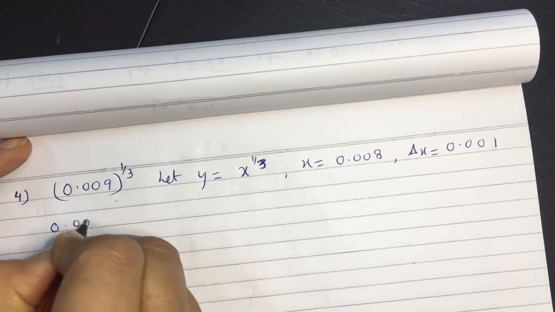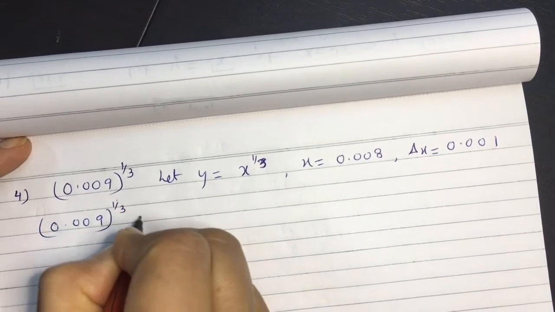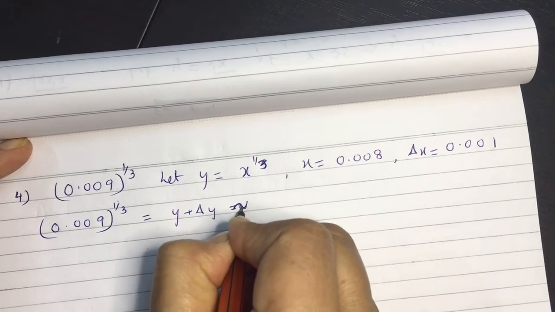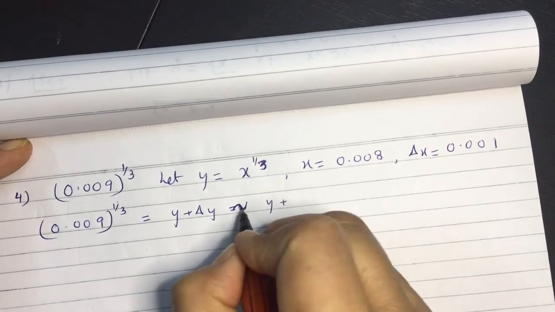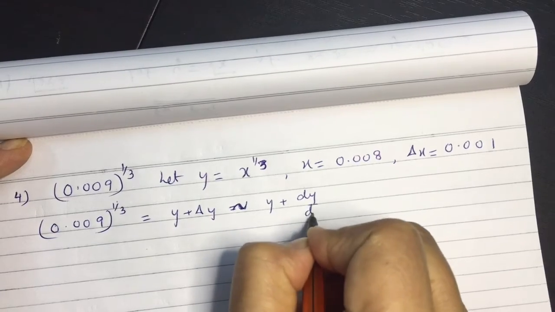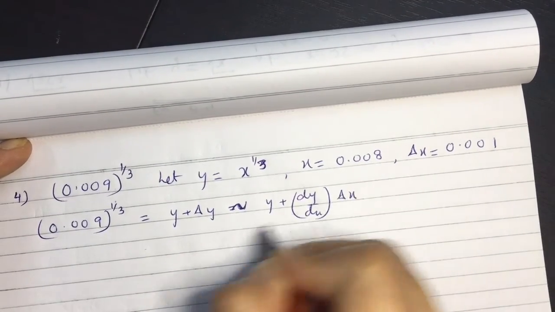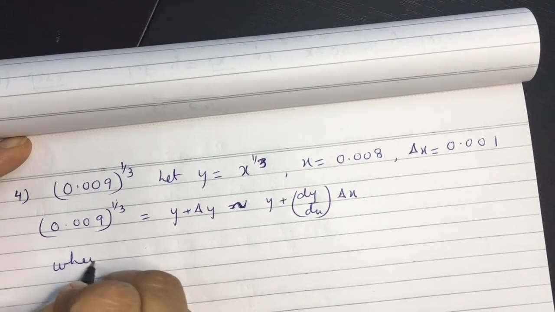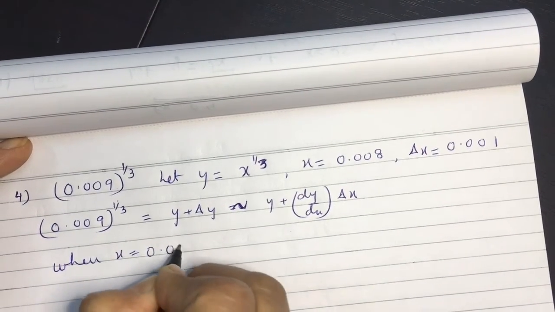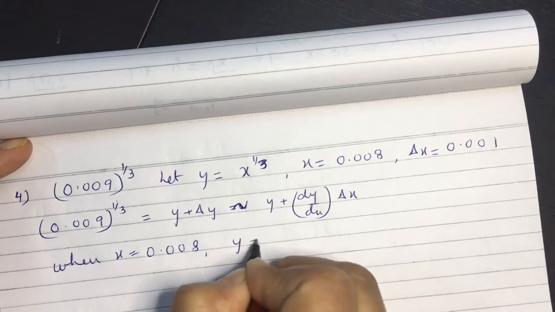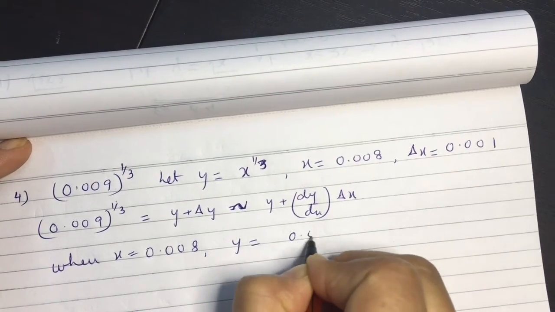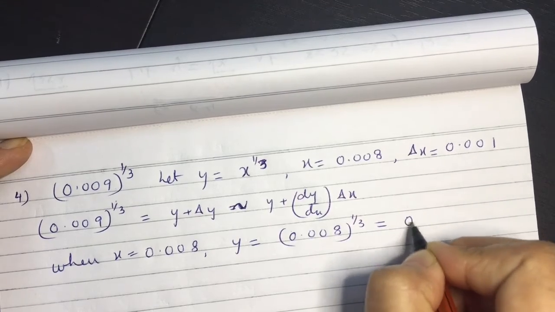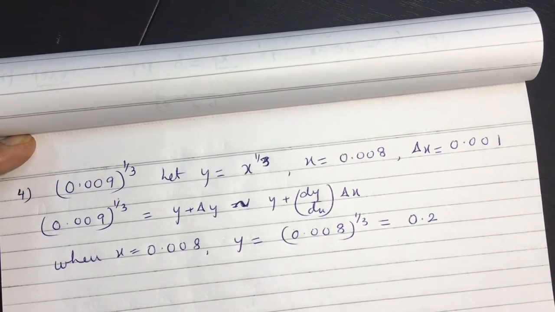Now we'll find, so 0.009 whole, this will be equal to y plus delta y, which is approximately equal to y plus dy by dx into delta x. Now when x is 0.008, y is 0.008 raised power 1 by 3, which is equal to 0.2.